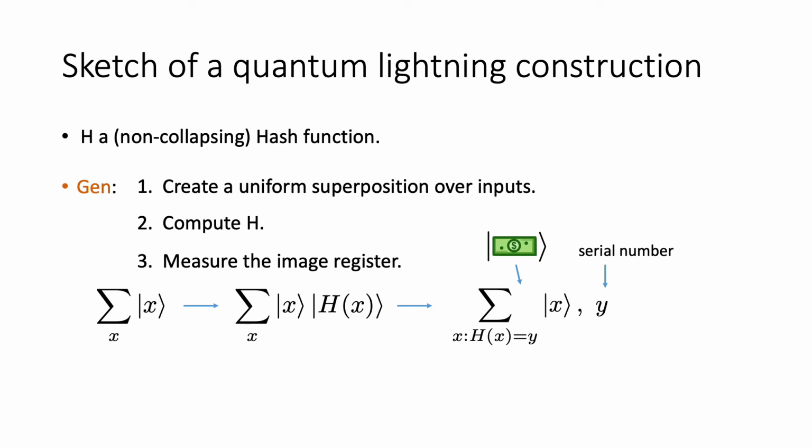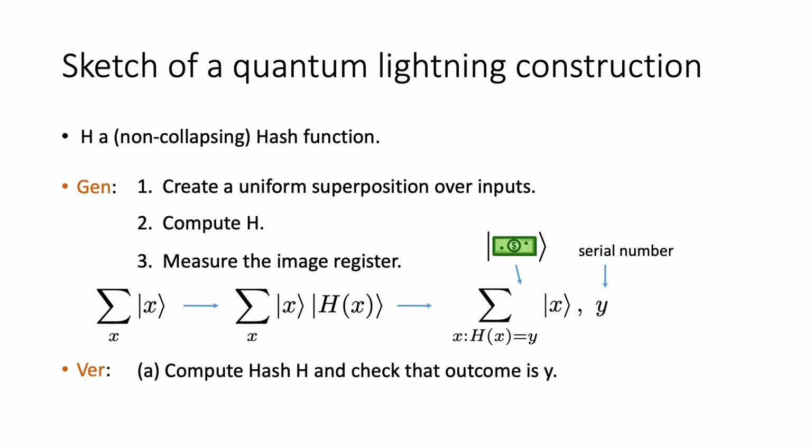And as you can see, since obtaining a particular outcome Y is a rare probabilistic event, running the same generation procedure again will almost never yield a quantum banknote with the same serial number. And now verification proceeds as follows. The first step takes as input an alleged quantum banknote, computes the hash function H in a second register, measures this register, and checks that the outcome matches the serial number Y.